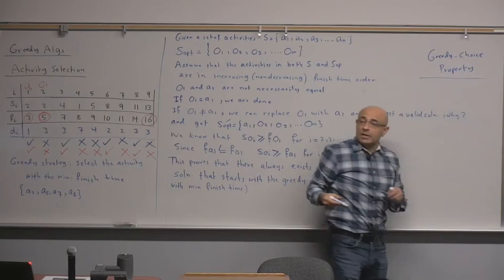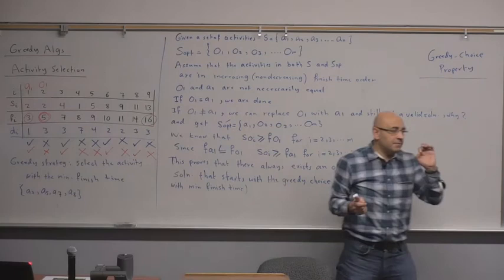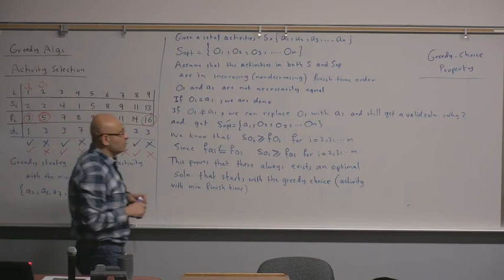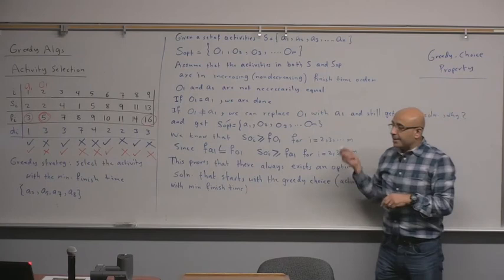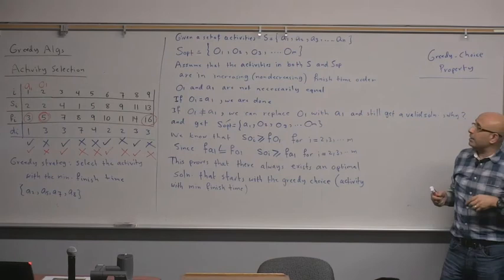Okay, but is this enough? We have only proven that we can safely put the activity with the minimum finish time as the first activity in the solution. But we haven't shown how to construct the rest of the solution. Showing how to construct the rest of the solution is going to be based on an inductive argument. So the greedy choice is basically the base of the inductive argument. Then we'll have to show that we can repeat the same thing over and over for the remaining subproblem.